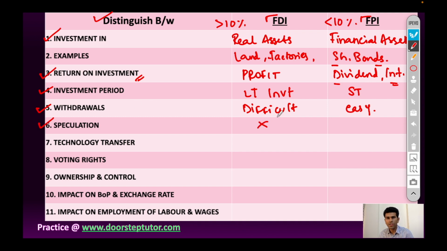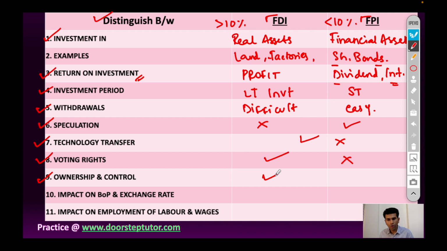Speculation. No speculation is possible in case of FDI because the business organization establishes its factory and business units in another country. But in case of FPI, speculation is easily possible because the foreign company invests into financial instruments which can be easily sold. Next, technology. FDI brings technology into the foreign company and there is no technology transfer in case of foreign portfolio investment. Next, voting rights. In case of FDI, there are full voting rights available, but in case of FPI, voting rights in the meeting are not available.